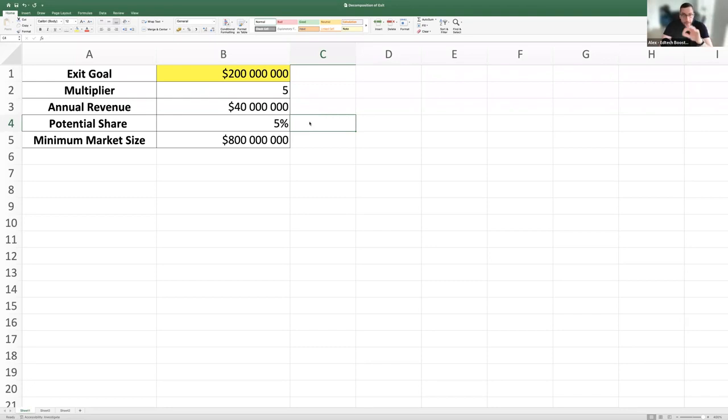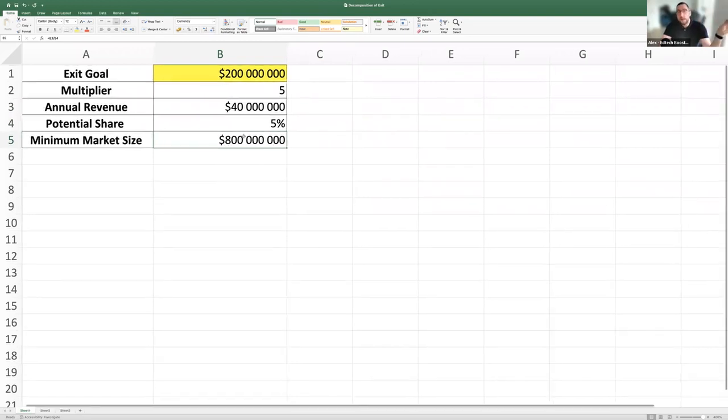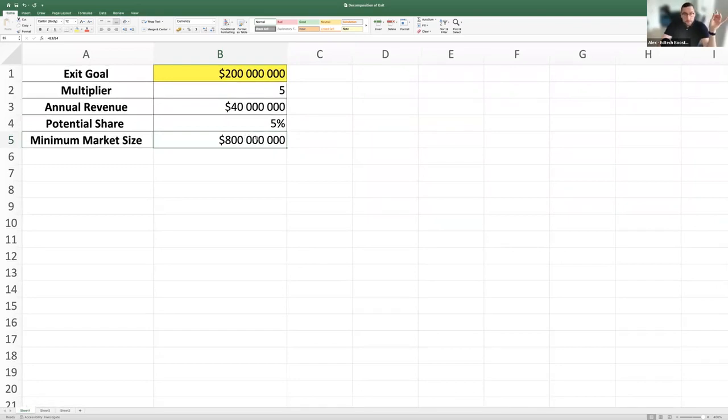So if we calculate that your potential market share is 5%, this is what we do. Your minimal market size should be 800 million. So you should have a potential target audience in the US market who can pay annually 800 million.